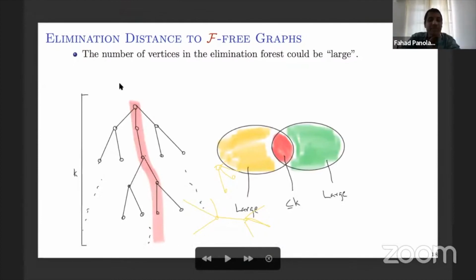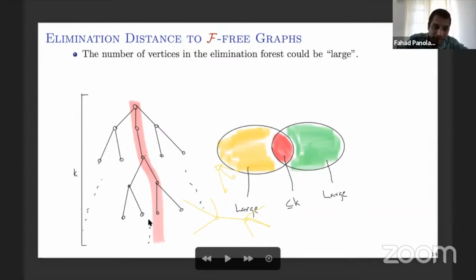So, suppose the elimination tree has bounded depth, but it contains lots of vertices. Then you will be able to find a leaf-to-root path in that. For the time being, assume that this elimination forest is a tree, and whatever I am going to say will extend to forests as well. Suppose this elimination tree contains lots of vertices but has depth k. Then you will be able to find a leaf-to-root path that is a separator separating lots of vertices.